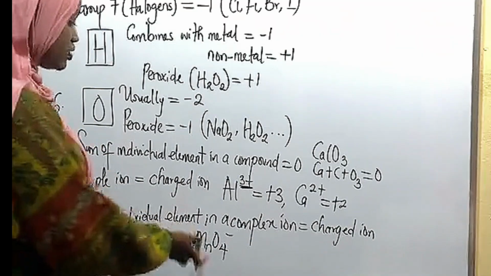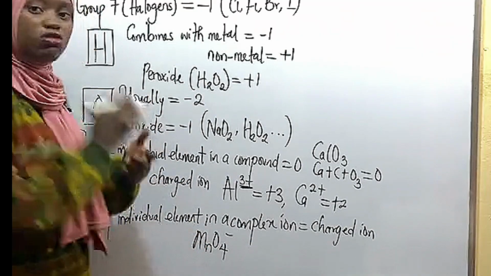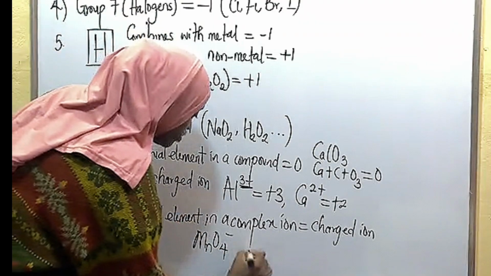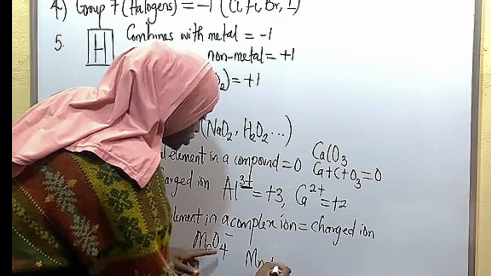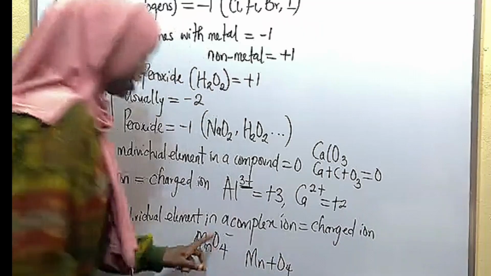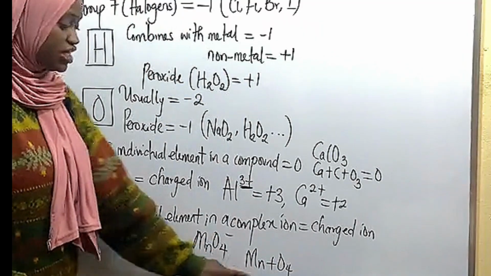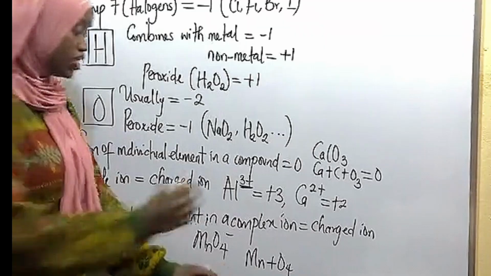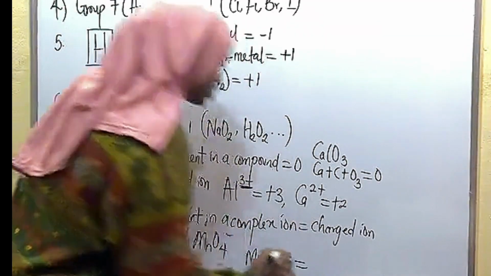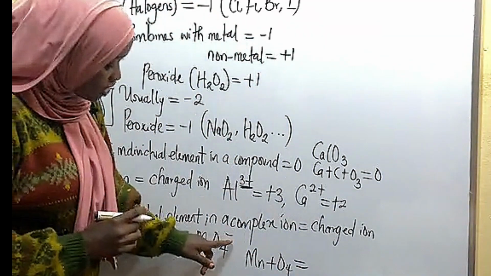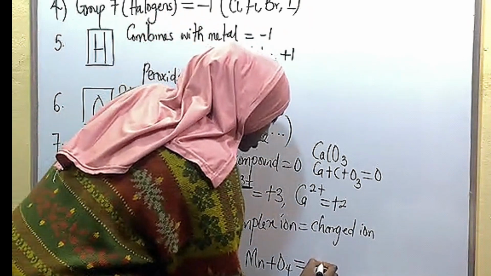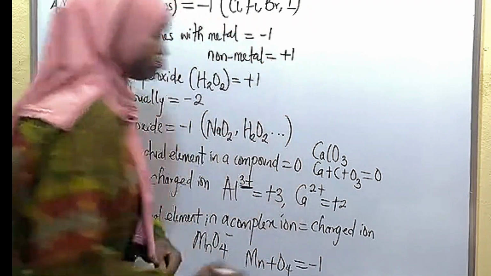So let's interpret this. What this means is that the sum of the individual elements that exist here, we have manganese plus oxygen, that is O4 here, right? So this is the sum of the individual elements for this complex ion. The sum equals the charge on the ion. So the charge it is carrying here is -1 because this is minus. So that means the oxidation number here is -1.